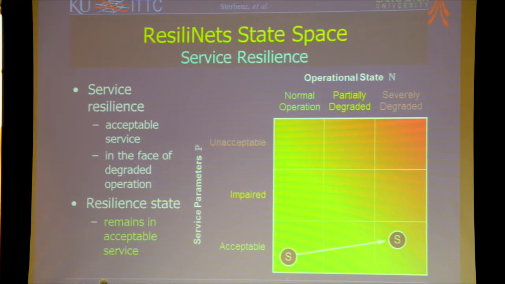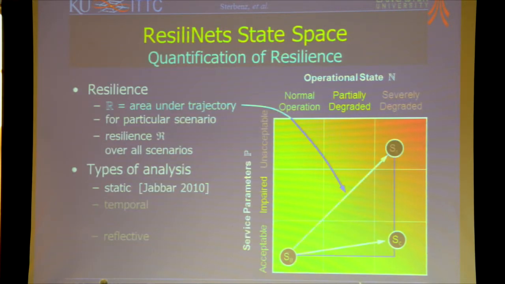So acceptable service to some service specification is where you assume you start if you have a feasible service specification. And then as the network degrades, if the service is resilient, you want to stay low. So the lower you stay, the better. Each of these axes are multivariate, so we have objective functions that describe them. And we can indeed measure and get a number.